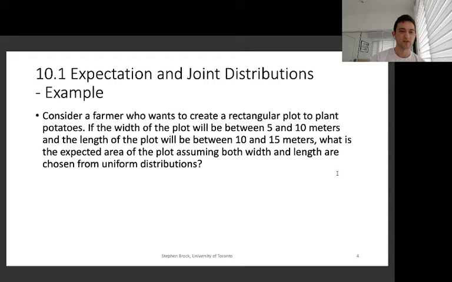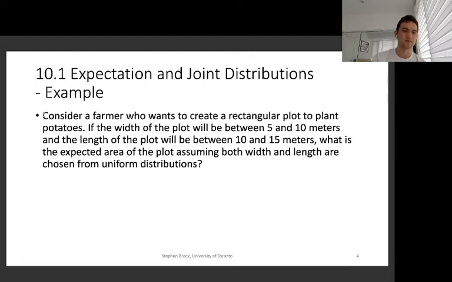All right, so let's start with an example. Consider a farmer who wants to create a rectangular plot to plant potatoes. If the width of the plot will be between 5 and 10 meters, and the length of the plot will be between 10 and 15 meters, what is the expected area of the plot, assuming both width and length are chosen from uniform distributions? So think about that for a second.